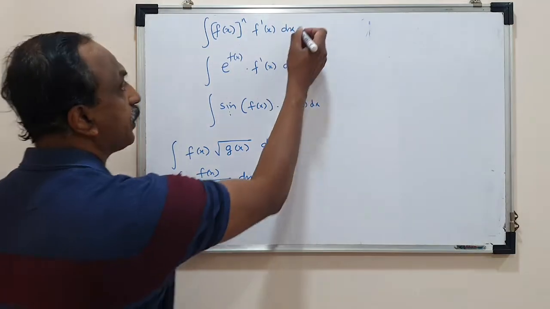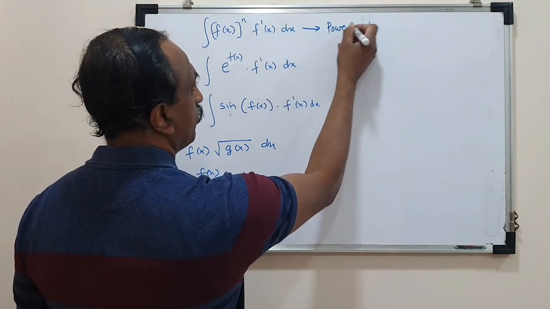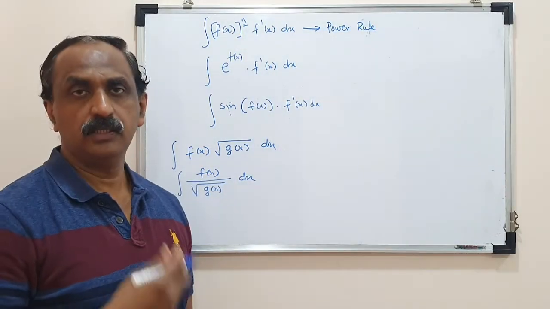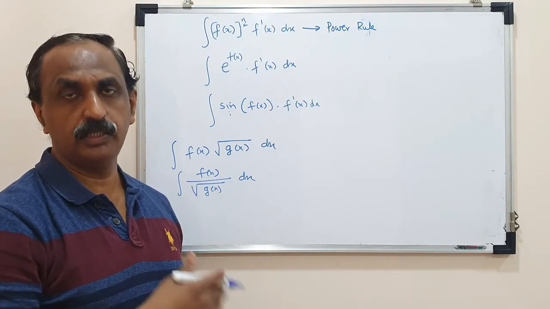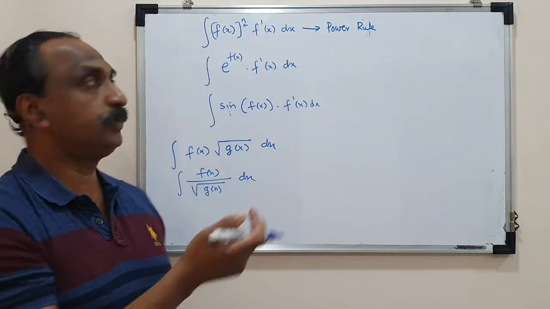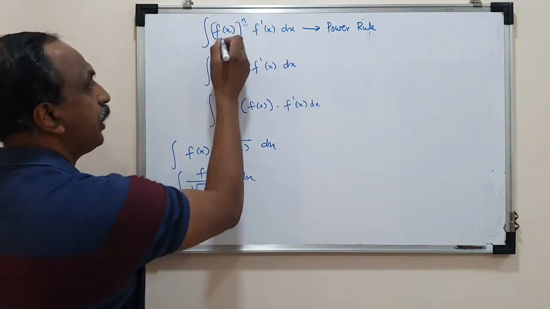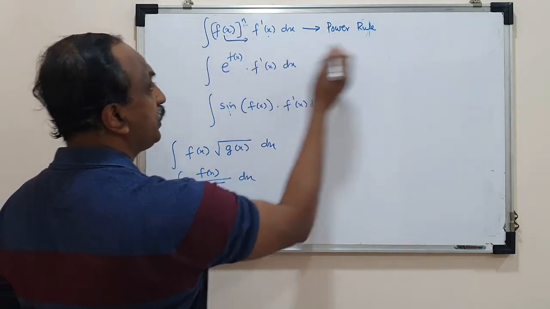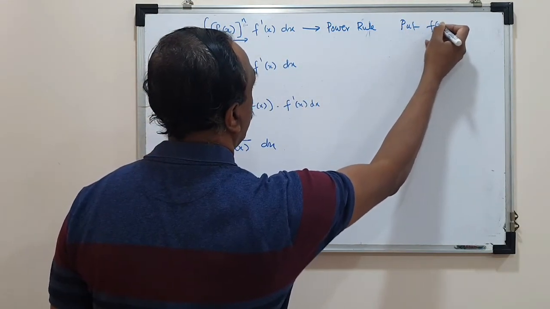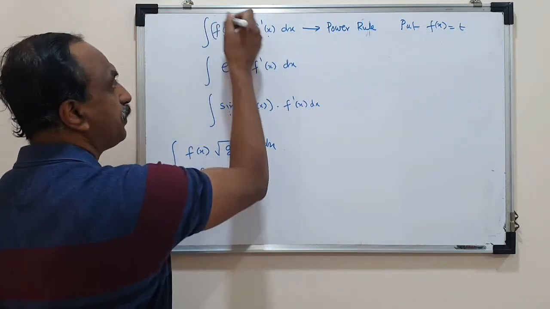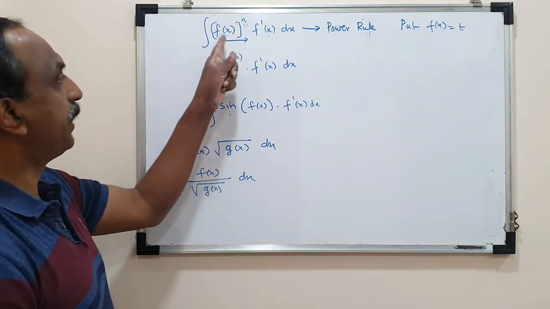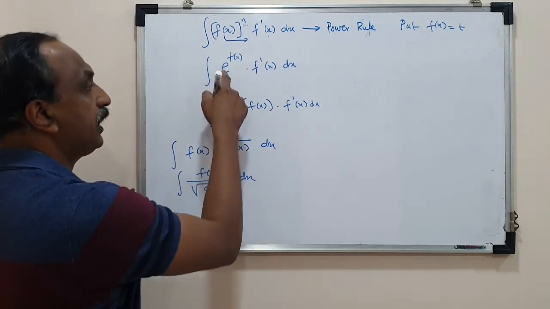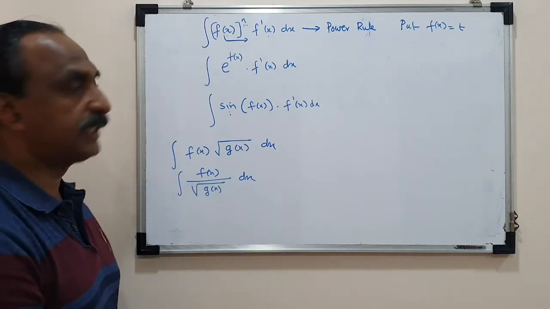The first part I taught you is the power rule. In the power rule, a function is having a power. It can be radical powers, root, 3 by 2, minus 3 by 2, any power. Then what do you do? Check whether the base's derivative is present. If the derivative of the base is present, then put the base as t. The base is a function of x and its derivative is present, so the base should be put as t.